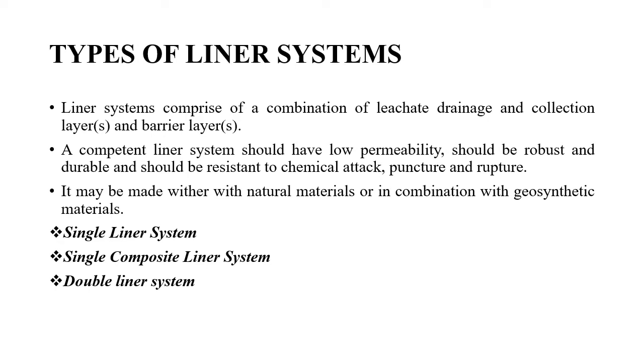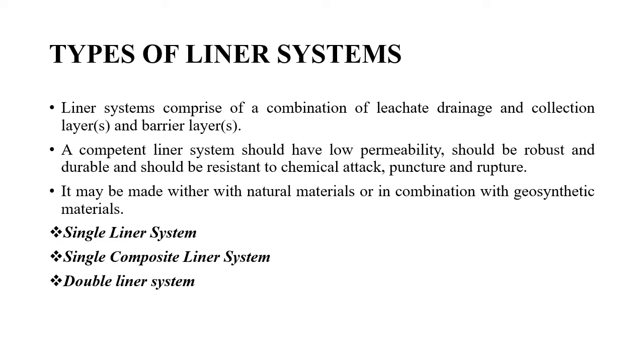So basically there are two functions which the liner system has to perform. First is to prevent the leachate from migrating into the subsoil profile, and secondly it also has to make sure that the leachate which is formed within this waste composite is properly collected out of the waste composite, and then taken through the leachate collection and removal system to a proper treatment plant. Okay, so these are the two main functions which the liner system has to perform.